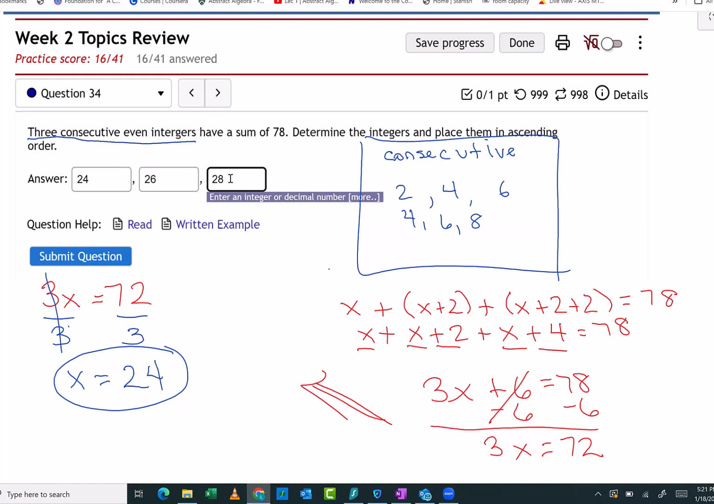We can even check this before we put it into the computer. I can say 24 plus 26 plus 28. 4 plus 6 is 10. 10 plus 8 is 18. Carry the 1. 2 plus 2 plus 2 is 6 plus 1 is 7. Perfect. There's 3 consecutive even integers that when I add them together equals 78.